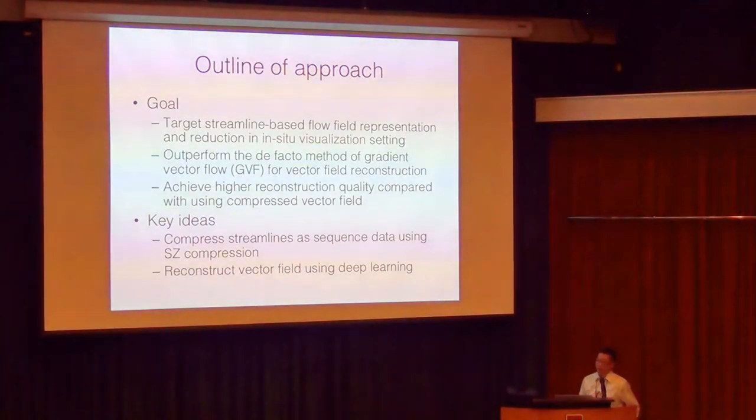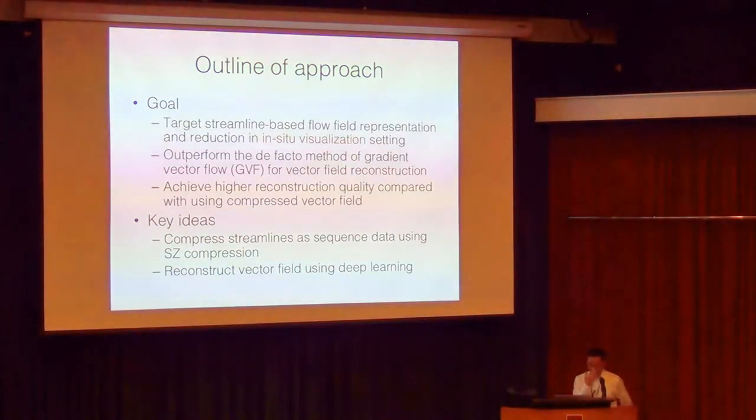So what we are exploring is, instead of storing or compressing the vector field, whether we can store representative stream lines or flow lines. We generate those flow lines in situ and compress them as a sequence of data. This provides a better way to compress the data and also allows us to reconstruct the vector field with better fidelity. We compare our technique with the de facto standard, gradient vector flow, for vector field reconstruction, and we achieve higher reconstruction quality compared with the compressed vector field ideas.